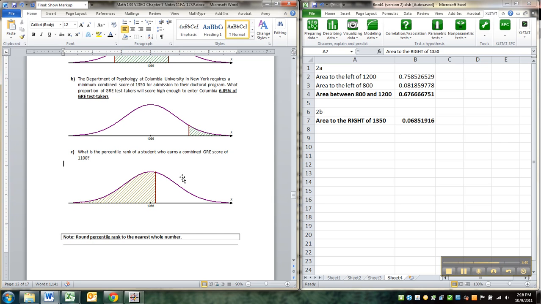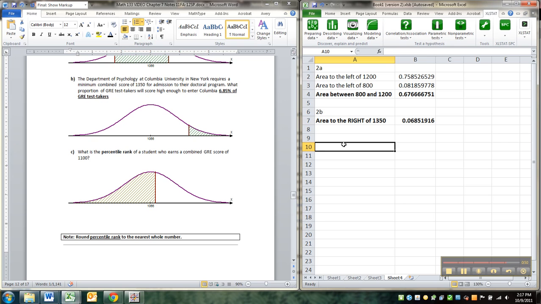Now, this is a different question altogether. What is the percentile rank of a person who scores 1100? They're not asking for the percentile, they're asking for the percentile rank. In other words, if you score 1100, are you in the 10th percentile, the 20th percentile, the 30th? Well, we know it has to be past 50 because 50 is right here, right? That would be the median, i.e.